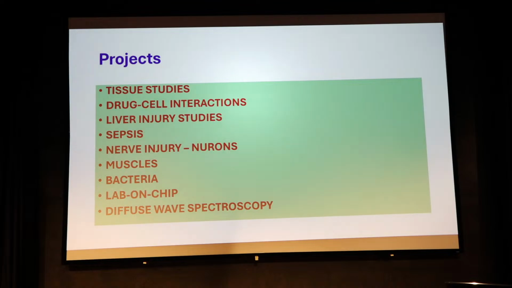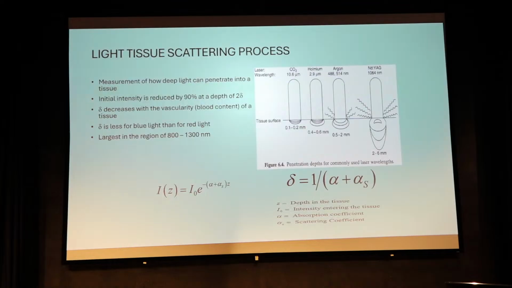So what have we done in our lab? We have done tissue studies, for example. We have done drug-cell interactions. I'll show you one example. We have done liver injury using paracetamol, which is acetaminophen. We have studied sepsis. I'll show you an example. We have also studied nerve injury and muscles, bacteria. Muscles we have done with Drosophila. We have done TB bacteria. We also did lab of SIP and of course diffuse wave. But I'm going to show you only 2 examples because of the time.